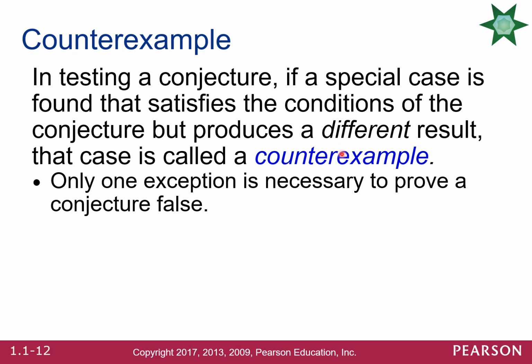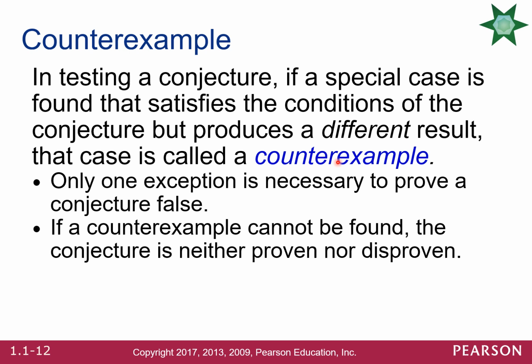So just like when we talked about the fingerprints, we said that we test thousands or millions of fingerprints and we arrive at the conclusion that fingerprints are unique for each person. However, if someday we come across two fingerprints that are exactly alike, then that would be a counterexample, and that would disprove the conjecture. All right, so that's what a counterexample is.